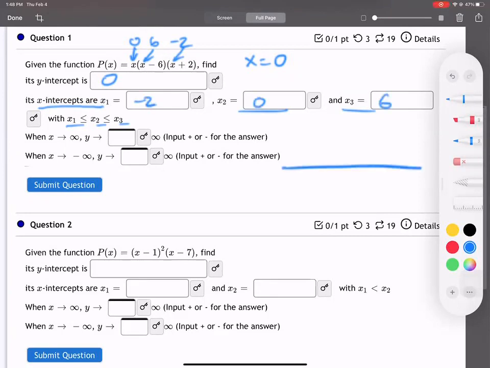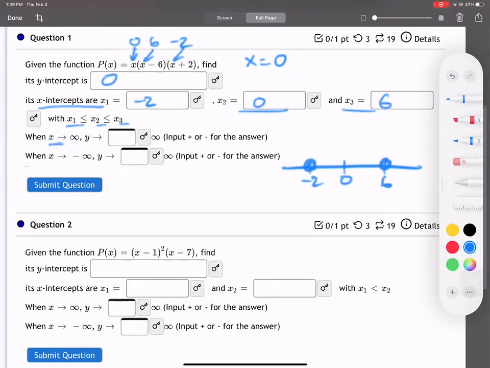Okay, looking at this graph, we have -2, 0, and 6. All right, look at the endpoints. These are my endpoints, right? So you guys can see these are my endpoints. So what happens after 6? So that's the next question.